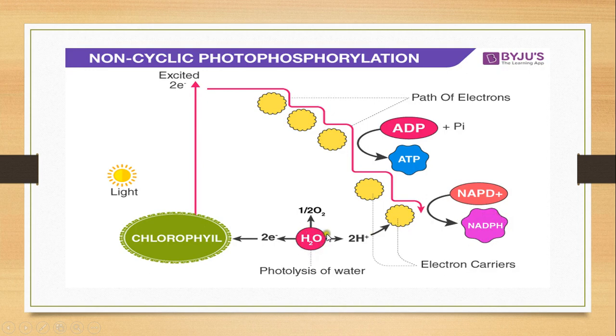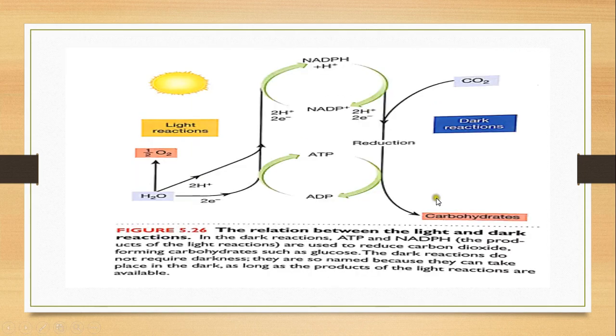This is the photolysis of water, which breaks down into electrons, which come back to the chlorophyll, half of an oxygen molecule and 2 hydrogens, which come here to reduce NADPH. So energy is generated in cyclic and non-cyclic photophosphorylation. This is the combination of light and dark reactions.